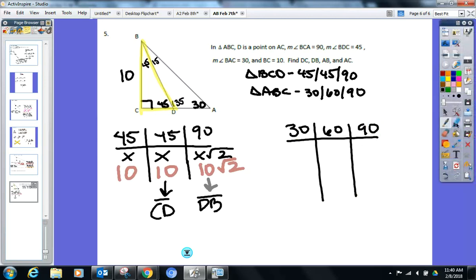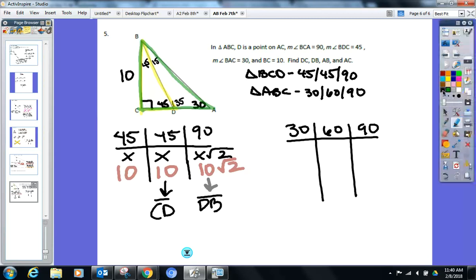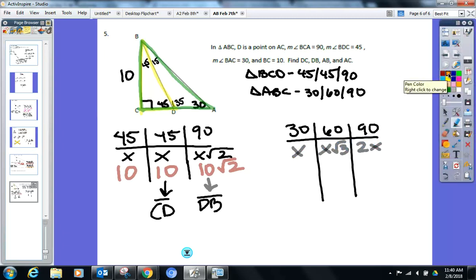Again, what triangle was the 30, 60, 90? It was triangle ABC, the whole one. So again, only look at the whole triangle. I don't care about DB. It's just there to fool with your mind. Look at the sides in triangle ABC. Help me out first. X, x radical 3, and 2x. Okay, again, where's that 10 now? It's not across from the 45. I'm in a different triangle now. It's across from the 30.